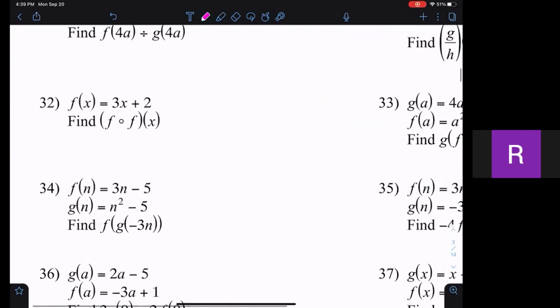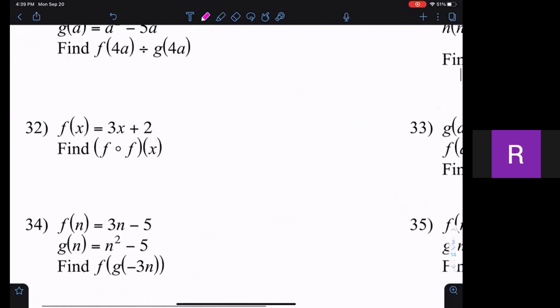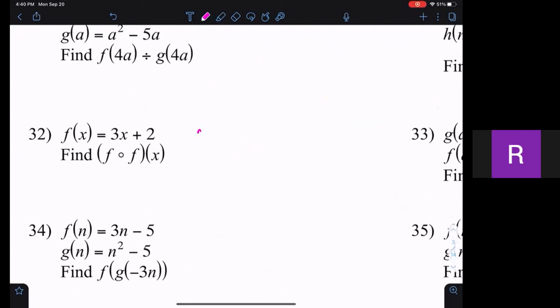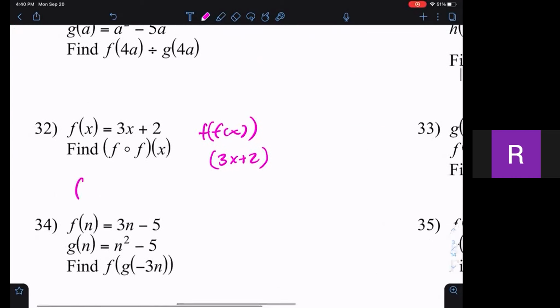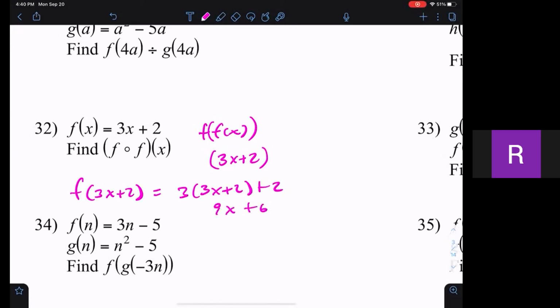This is f of g of x. So this is not like times. This is saying f of g of x. Be careful with this. Okay, so you need to find g of x. G of x is 3x plus 2, right? And then you need to plug this 3x plus 2 in the original function. So f of 3x plus 2. So this is going to be 3 times (3x plus 2) plus 2. So this is going to be 9x plus 6 plus 2. So this is 9x plus 8. Okay, be careful with these questions.